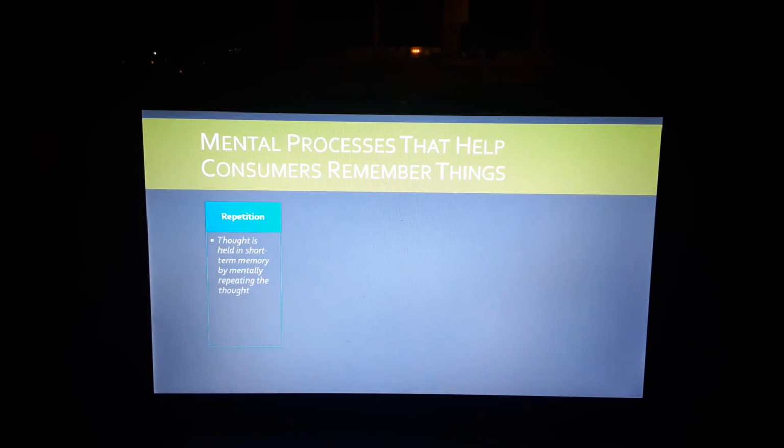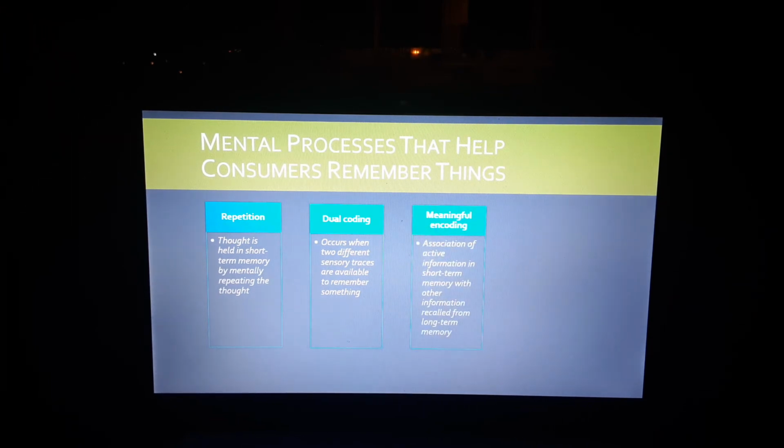So mental processes that help consumers remember things. One is repetition. Thoughts held in short-term memory by mentally repeating the thought. You meet someone and you remember the name, or you see a product for the first time, you remember the name. Dual coding, when two different sensory traces are available to remember something. So you have maybe two triggers to remember something. Meaningful encoding is when you associate it with something else. And then finally, chunking, that a group of things become one memory. So you might put one large experience, say, out to dinner or at a store, that you chunk all those things together.